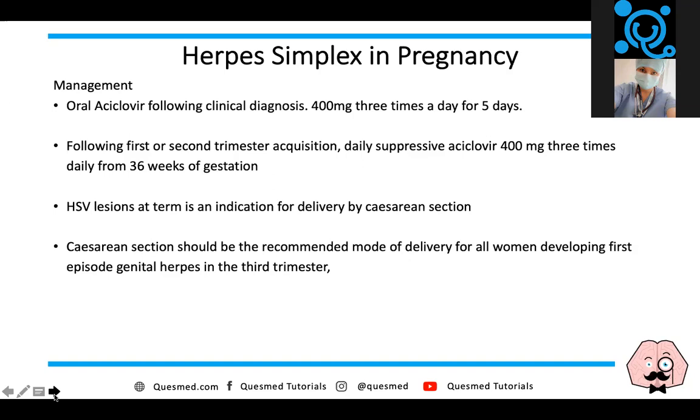HSV lesions at term, so if the person has herpes lesions at term, that is an indication for delivery by caesarean section, just due to the high risk of transmitting it to the baby. And C-section is also recommended for all women who've had a first outbreak of herpes in their 3rd trimester, again because the risk is that bit higher.